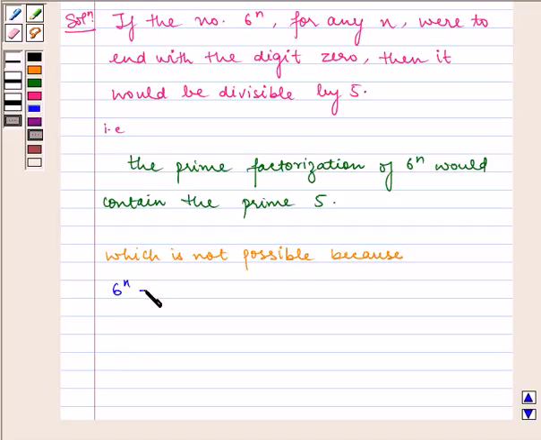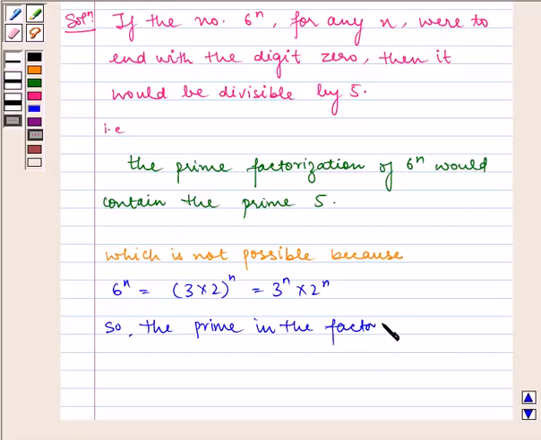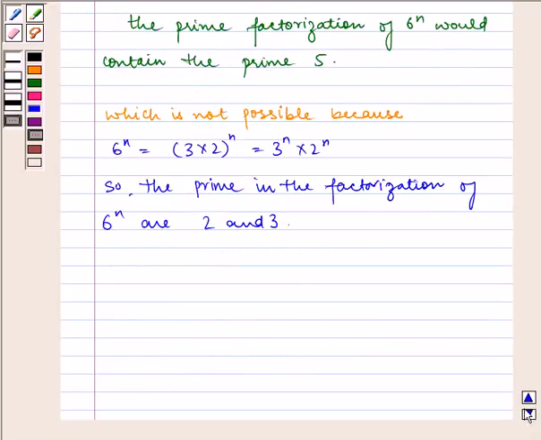6 to the power n is equal to 3 into 2 to the power n, which can be written as 3 to the power n into 2 to the power n. So the primes in the factorization are 2 and 3, and we have no 5.